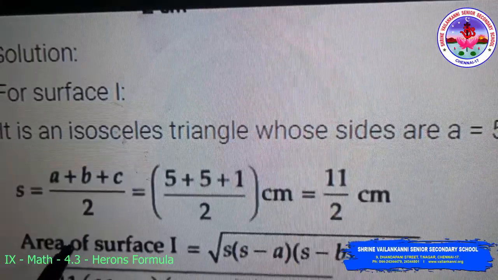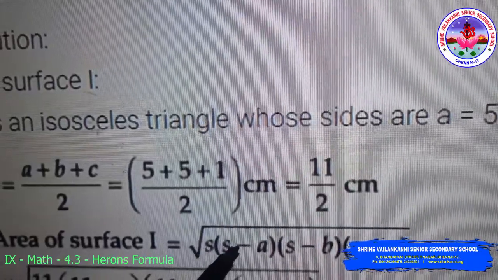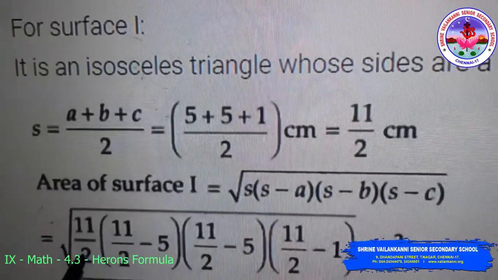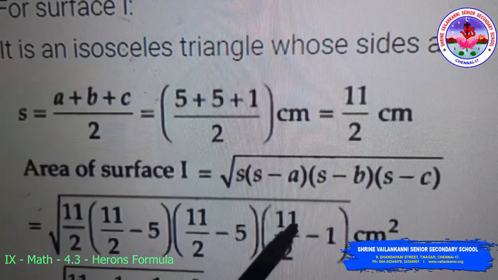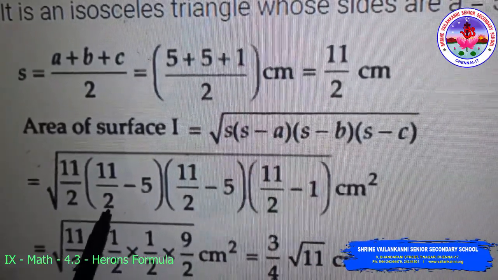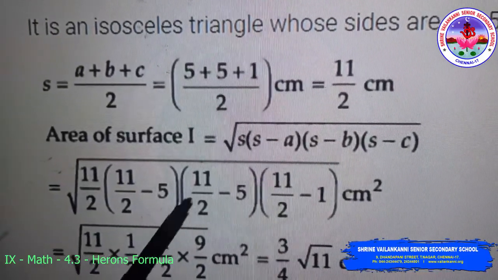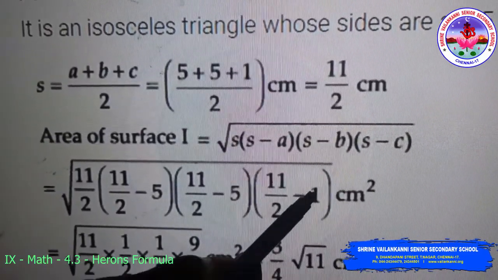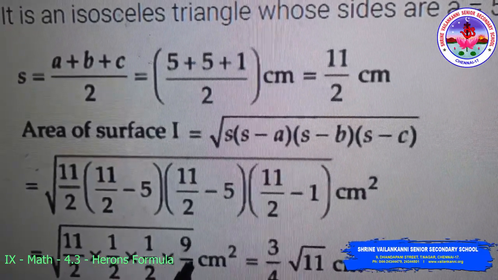Now coming to the area of the first part, the isosceles triangle, using Heron's formula: square root of S into S minus A into S minus B into S minus C, where S is 11 by 2. So 11 by 2 minus 5, into 11 by 2 minus 5, into 11 by 2 minus 1. Simplifying, we get 11 by 2 into, taking the shorter way of LCM, 11 minus 10 by 2, which is half. Similarly, 11 minus 10 by 2, half. Here, 11 minus 2 by 2, so 9 by 2.